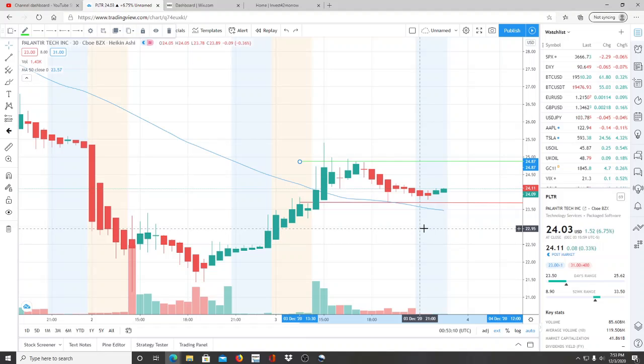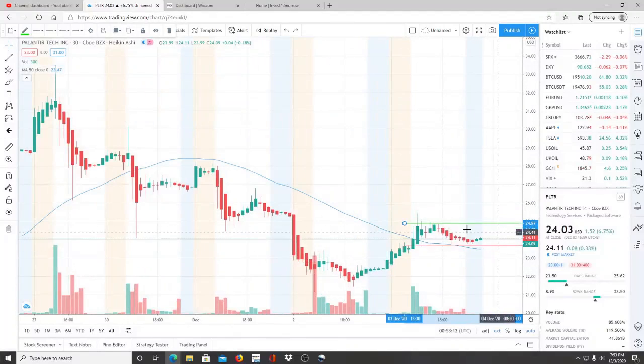I want to emphasize that one more time. It needs to be broken through so that this does not end up in bearish territory again, and so that the bulls can continue the momentum.